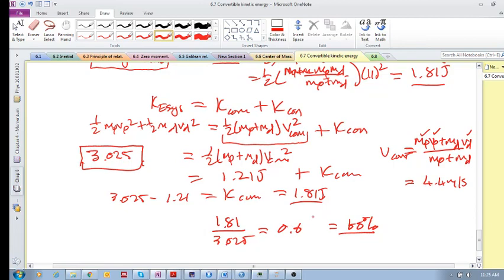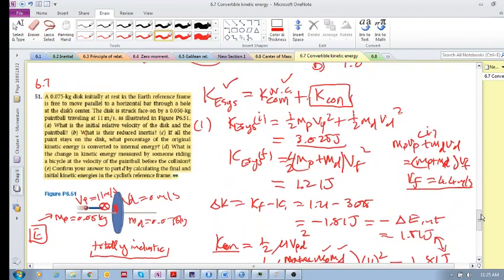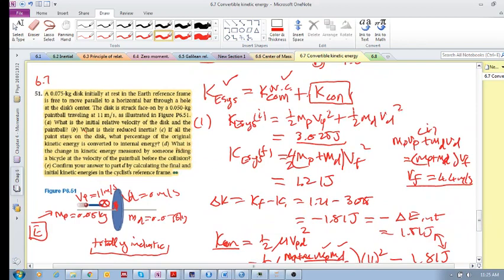Okay? So, in the next video, we'll look at the next question, D, which is to look at this problem, but in a different inertial reference frame. Okay, see you in the next one.